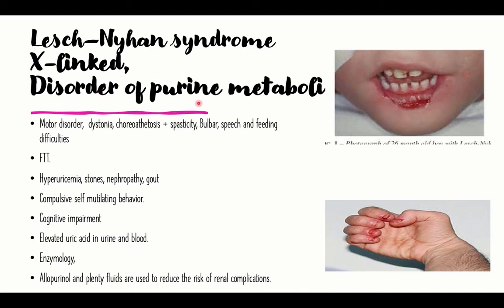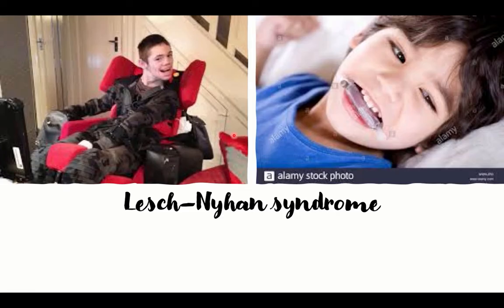Now, this is a disorder of purine metabolism. If you remember, DNA has purine and pyrimidine units, and imagine if you have a disorder in purine metabolism, the course will also be dramatic. So the presentation varies, affecting different organs, but we have characteristic features. We have motor presentation in the form of dystonia, athetosis, and spasticity. Finally, spasticity will occur with slurred speech and feeding difficulties. Those are patients with Lesch-Nyhan syndrome.